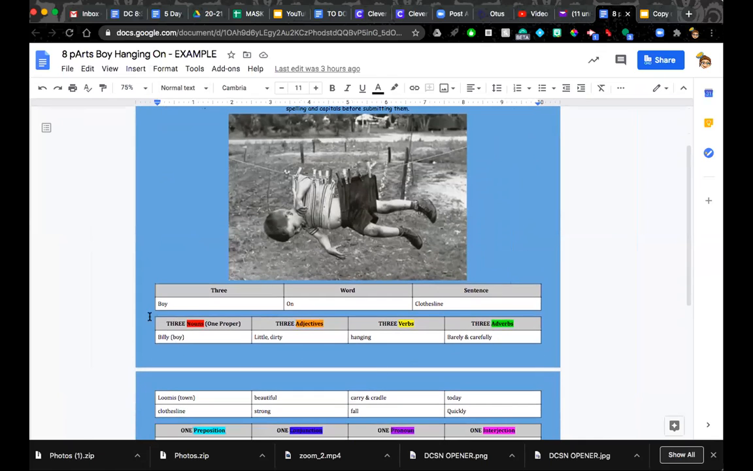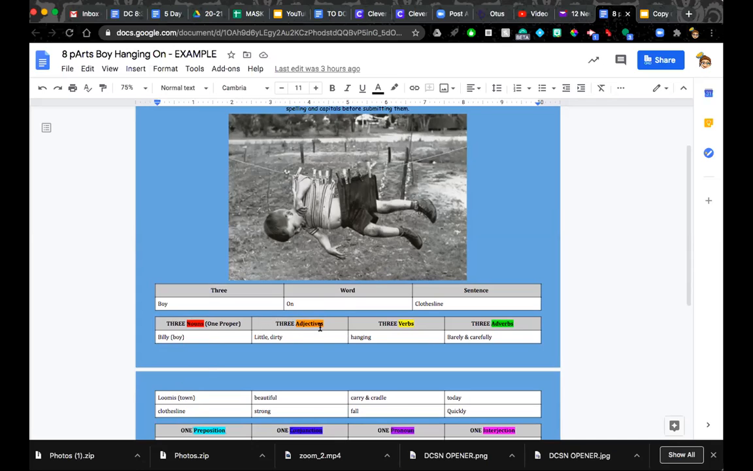So for example, you'll need to think of 3 nouns. And one of them needs to be a proper noun. And remember, a proper noun is like a specific person, place, or thing. So for my 3 nouns, I had Billy, because Billy is this little boy here, and that is a proper noun. It's capitalized. It's supposed to be capitalized. I put Loomis, because that's where I live. That's another proper noun. So I actually have 2 proper nouns. And then clothesline. That's a thing that I would probably use in a paragraph if I was describing what was going on in this picture.